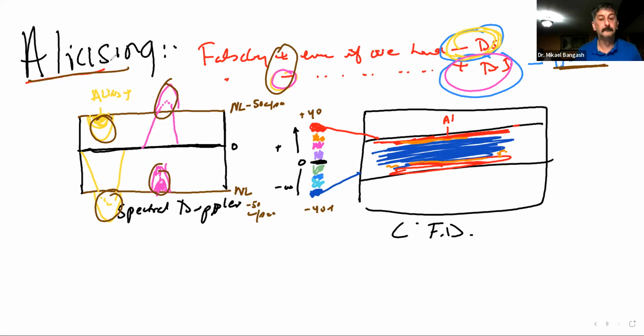Did that make sense? Now you may say, "Mike, how in the hell would I know that?" A negative Doppler shift is the actual one, and it's the positive Doppler shifts that are the aliasing, and not vice versa.